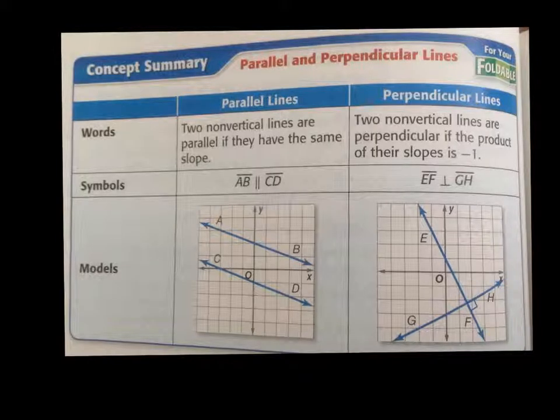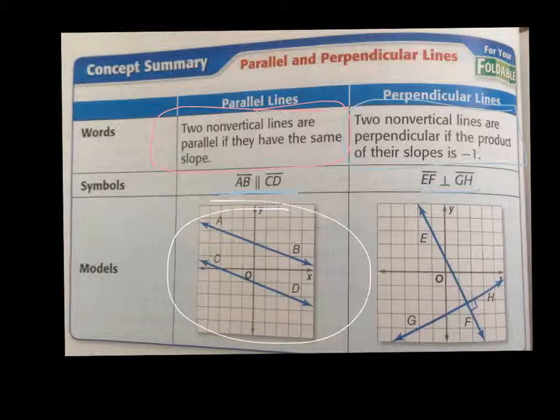This is just a concept summary, a recap of everything we just talked about. Parallel lines are two non-vertical lines that are parallel if they have the same slope. Two non-vertical lines are perpendicular if the product of their slopes is -1. The symbol for parallel is two lines that are straight up and down. The symbol for perpendicular is two lines that intersect at a 90-degree angle. And then there's an example here of each graph, showing what two parallel lines and two perpendicular lines will look like.